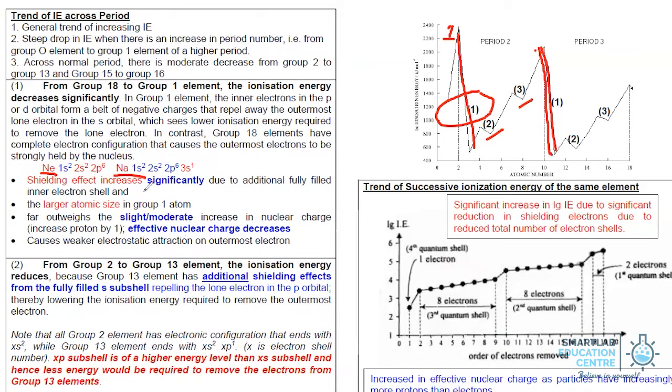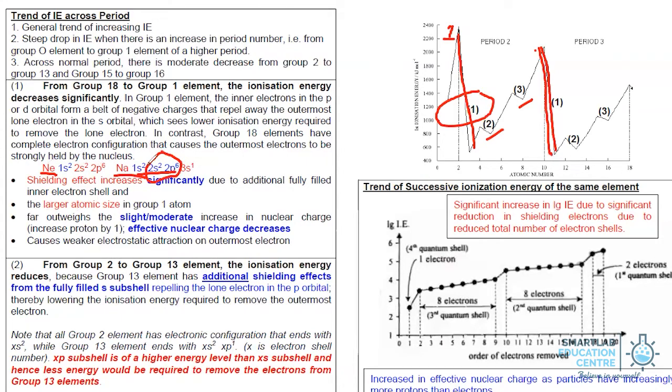First, by looking at the shielding effect and the electronic configuration, it is quite clear that sodium has basically one more fully filled electron shell that provides shielding effect.